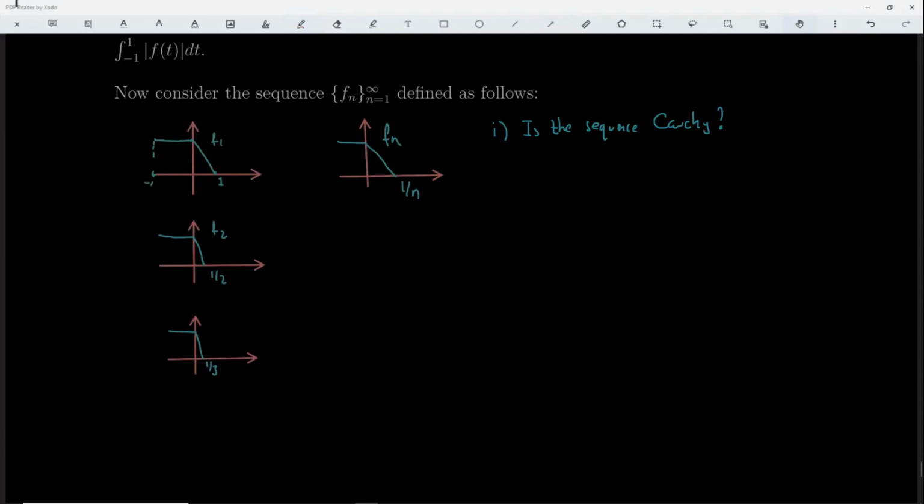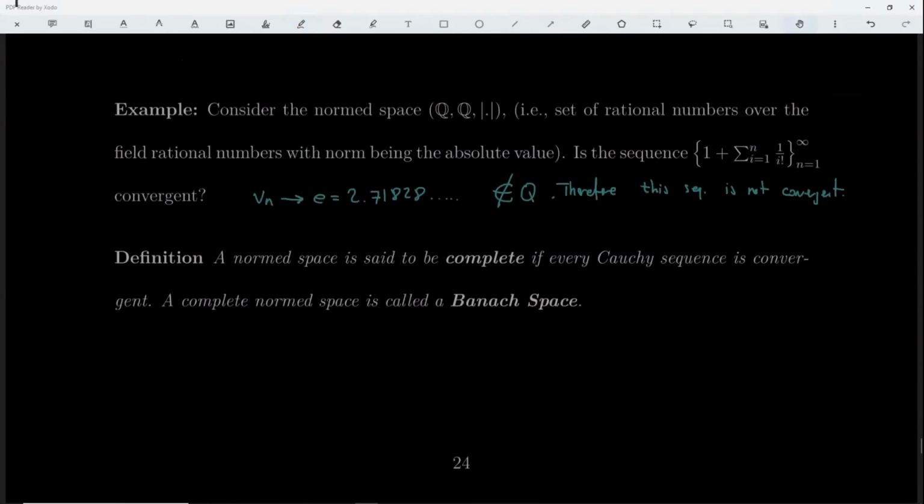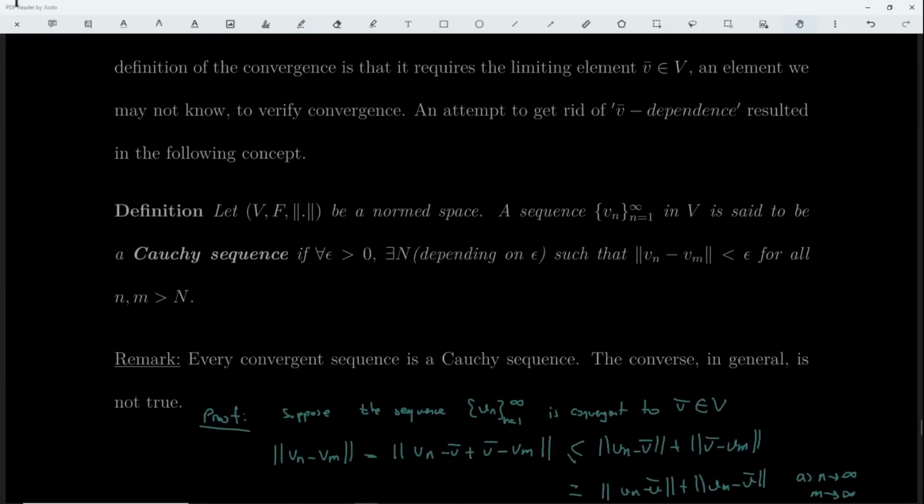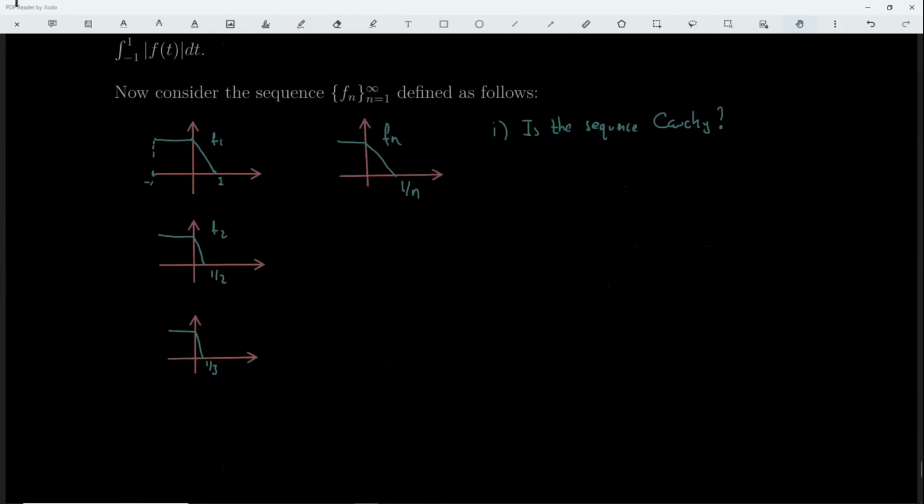To check if that sequence is Cauchy, we need to consider the definition of Cauchy, right? So we need to consider the norm of fn minus fm and see what happens there as m goes to infinity. So the norm of fn minus fm is simply equal to the integral from -1 to 1 of the absolute value of fn of t minus fm of t dt.